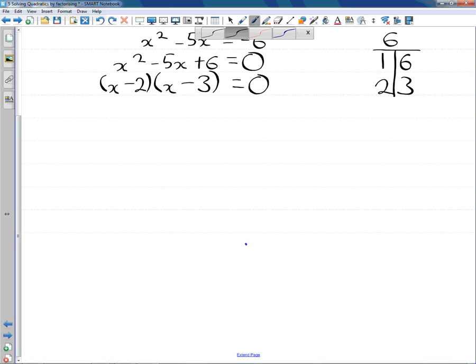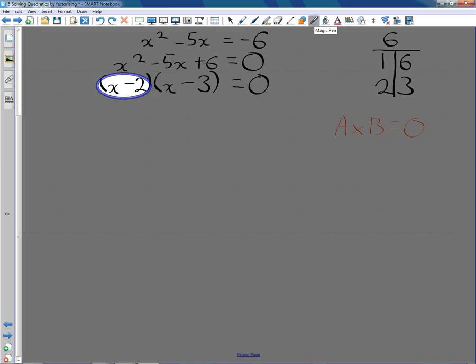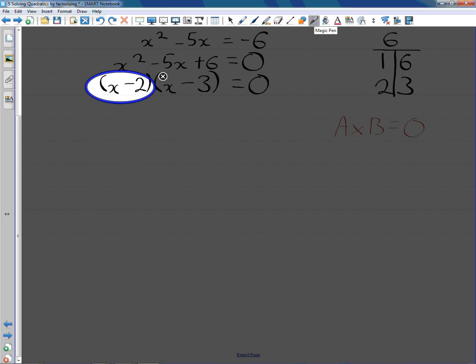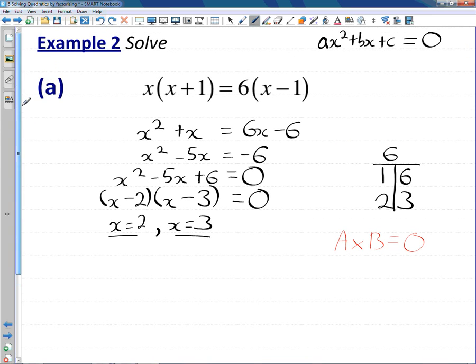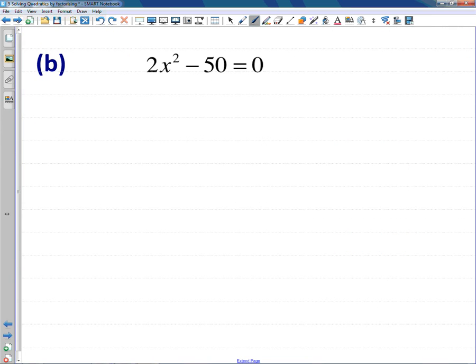So now we're going to use the principle, that is that if you've got a times b equal to 0, either a is 0 or b is 0. So basically either that's 0 or that's 0. Now if that is 0, you can conclude that x equals 2. So that's one solution. And if the other linear factor equals 0, it must be that x is equal to 3. So there are our two solutions to what was a quadratic equation. Moving on to b.